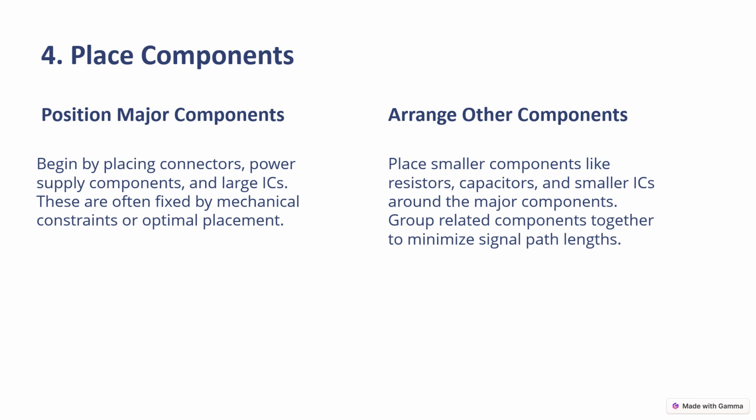Step 4. Place components. Position major components. Begin by placing connectors, power supply components and large ICs. These are often fixed by mechanical constraints or optical placement. Arrange other components. Place smaller components like resistors, capacitors and small ICs around the major components. Group related components together to minimize signal path lengths.